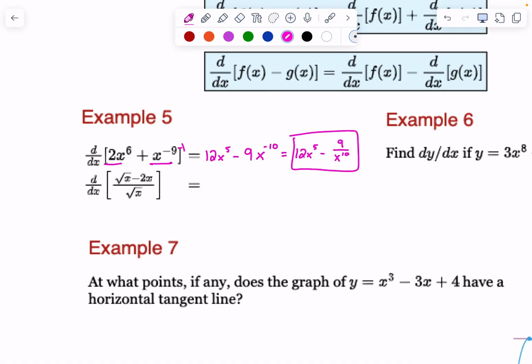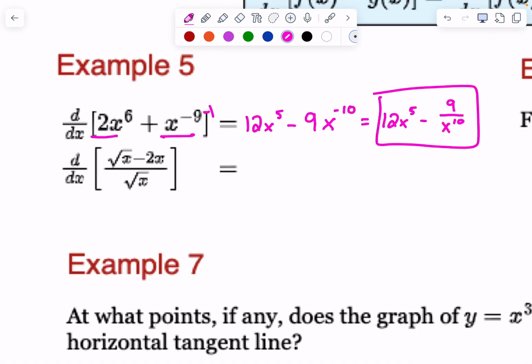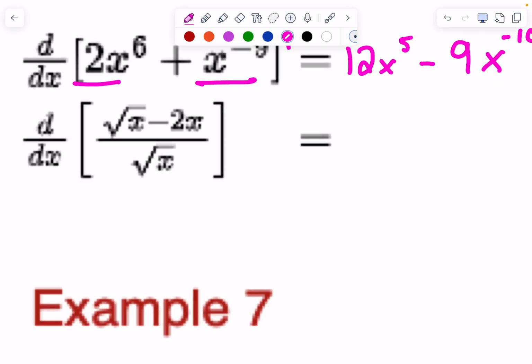Okay? All right. You ready for this one? What in the heck? I am not going to take the derivative yet until I fix him.